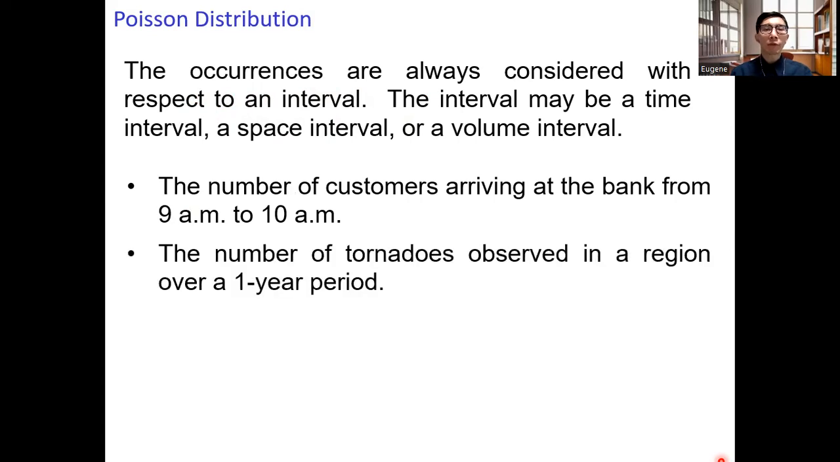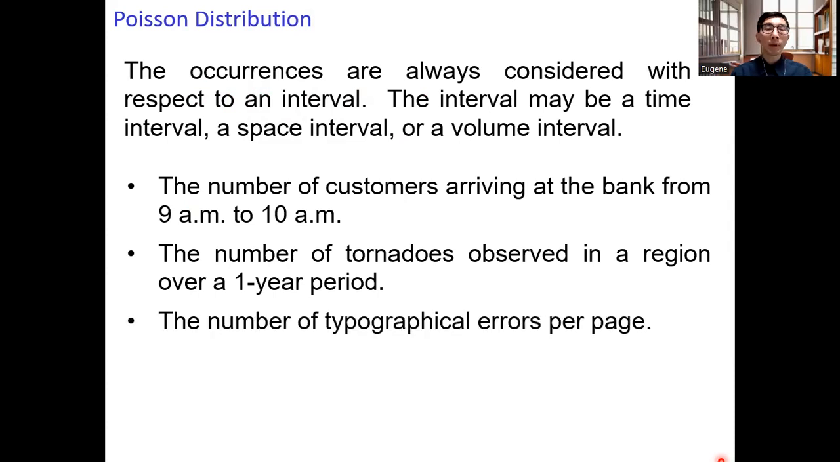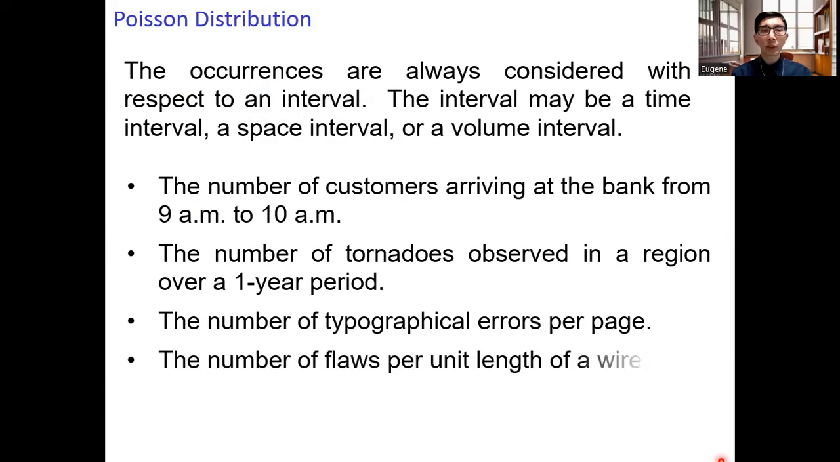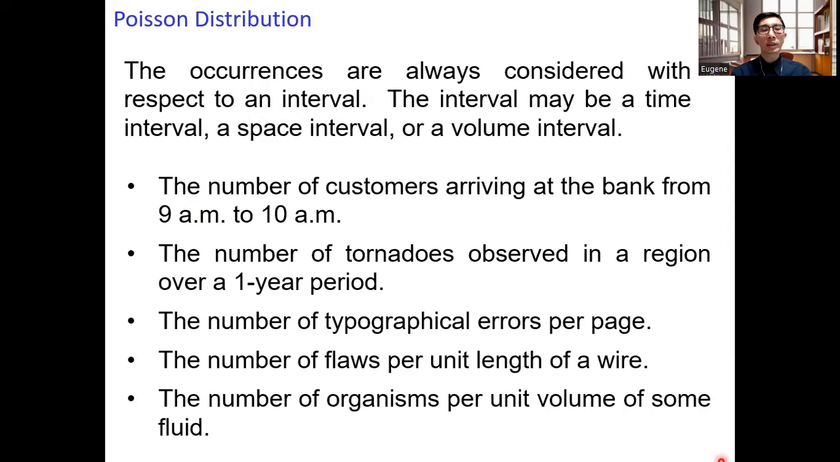We can model the number of tornadoes observed in a region over a 1-year period. The interval is the 1-year period. We can model the number of typographical errors per page, the number of flaws per unit length of a wire, or the number of organisms per unit volume of some fluid.